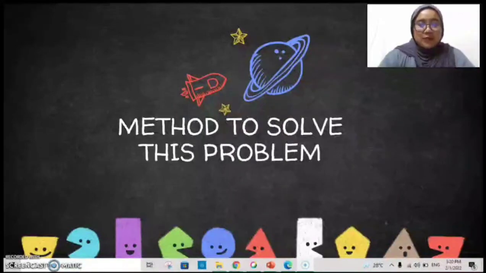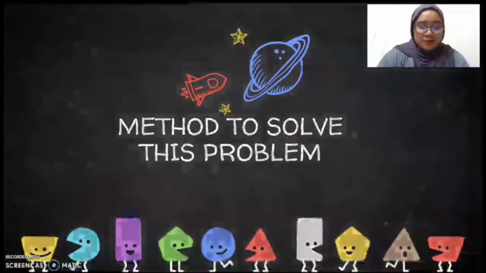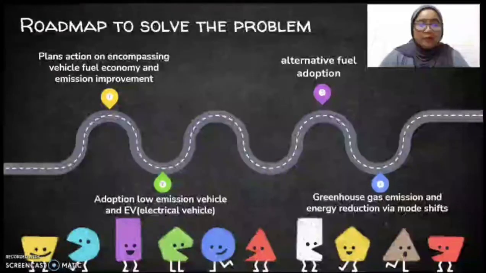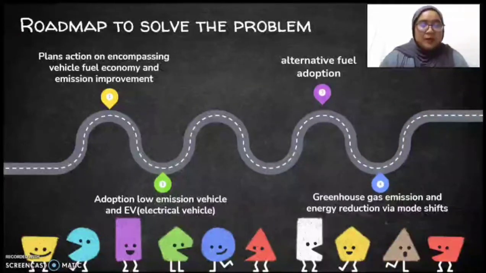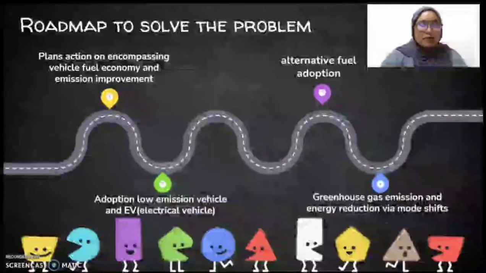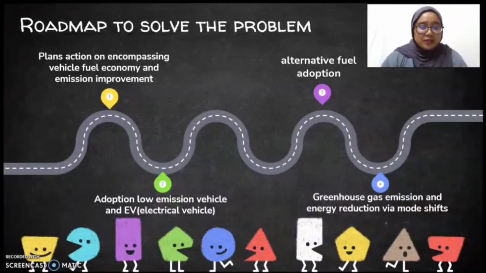I will share about the method to solve this problem. For the roadmap to solve the problem, first we should plan action encompassing vehicle fuel economy and emission improvement. Second is adoption of low emission vehicles and EV, which is electrical vehicles. The third is alternative fuel adoption. And the last one is greenhouse gas emission and energy reduction via mode shift.